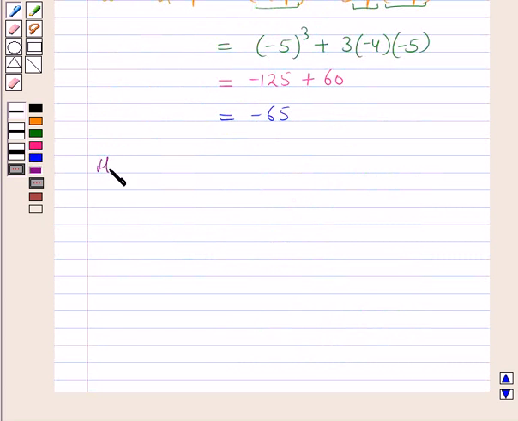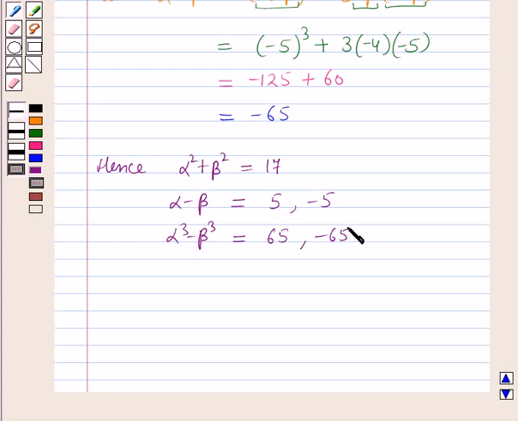Hence, the value of alpha square plus beta square is equal to 17. Alpha minus beta is equal to 5 and minus 5. Alpha cube minus beta cube is equal to 65 and minus 65.